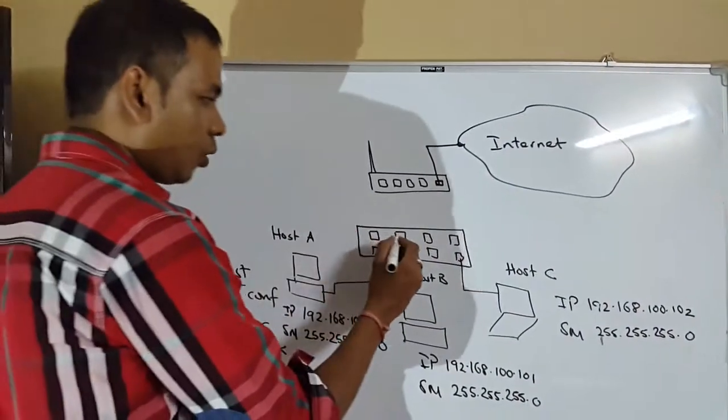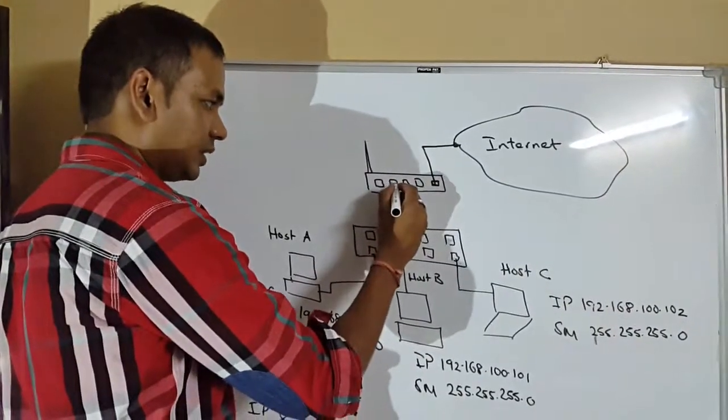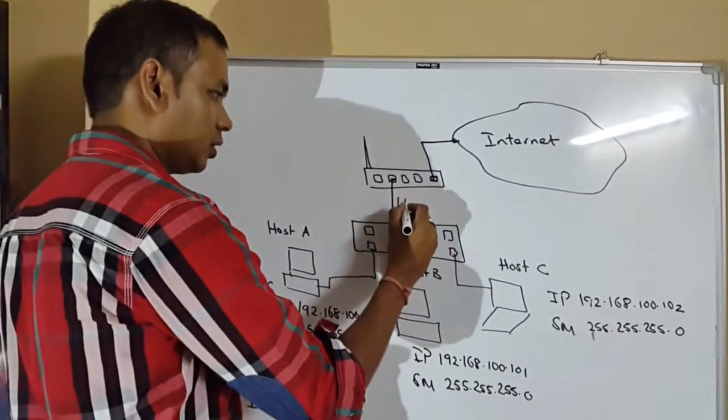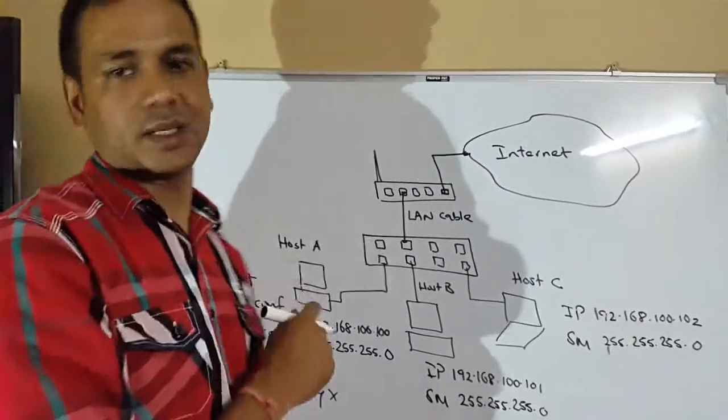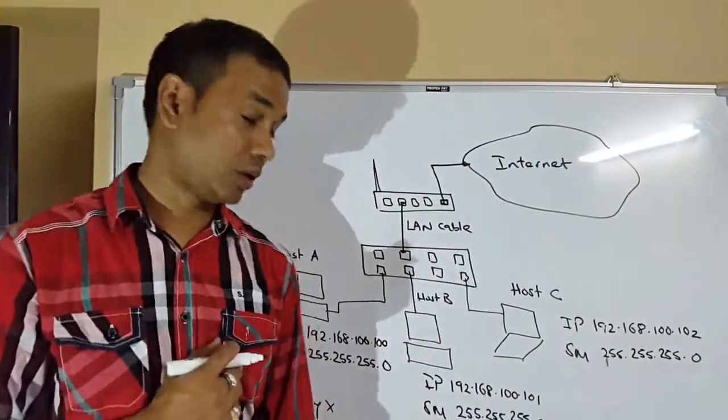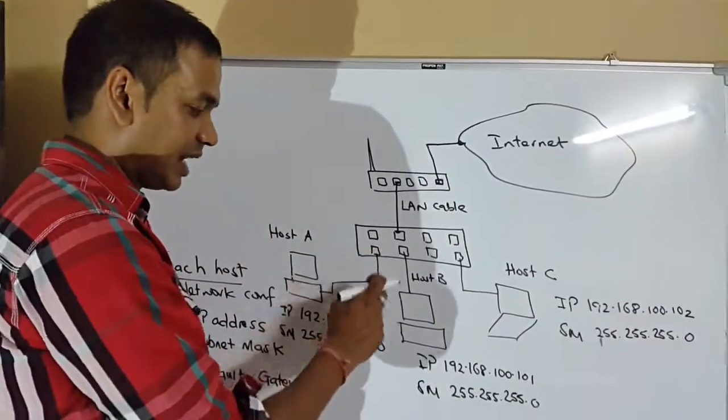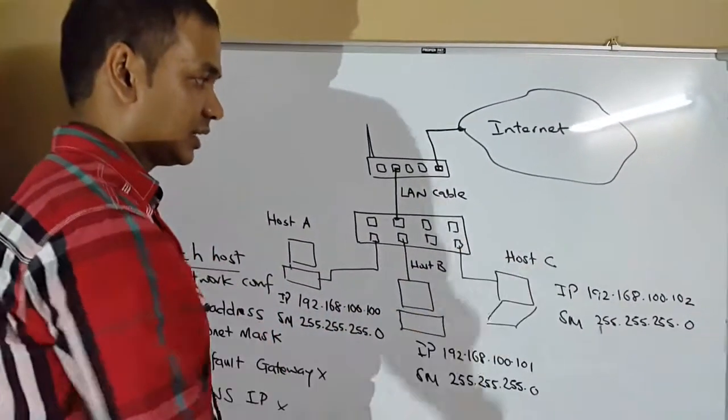From one of the ports of the switch, I will take a LAN cable. What type of cable is this? Now you should know that this cable is a straight through cable. This is a LAN cable as well, this is a LAN cable, this is a LAN cable.